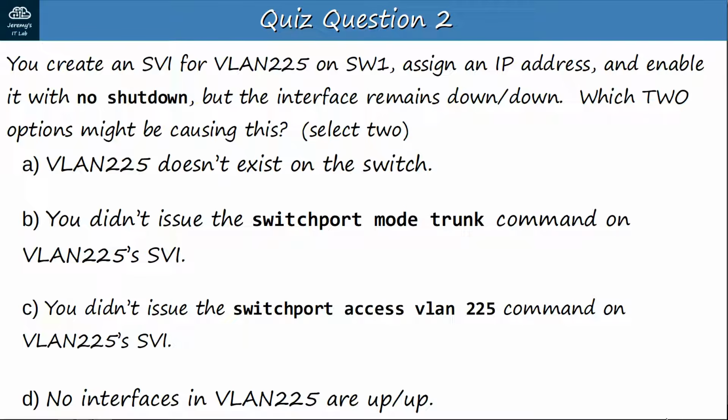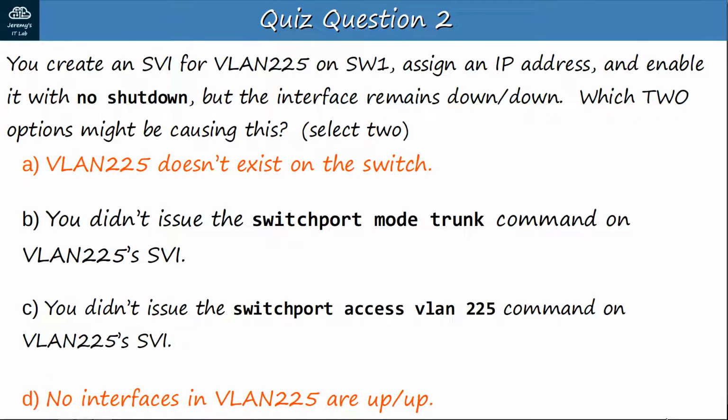The answer is A and D. In order for an SVI to be up, the VLAN must exist on the switch, and it must have either an access interface in the VLAN that is up, or a trunk interface that allows the VLAN that is up. You don't need to issue the switchport mode trunk or switchport access VLAN commands.